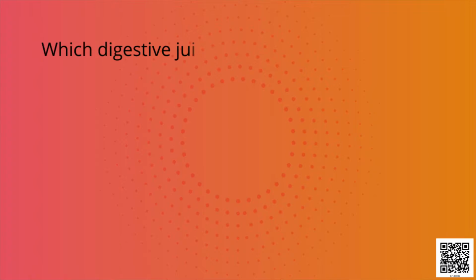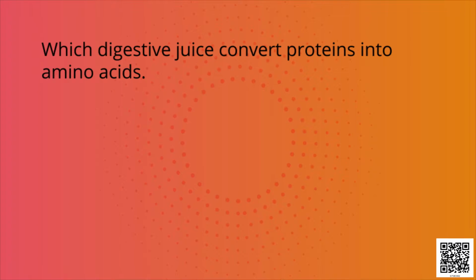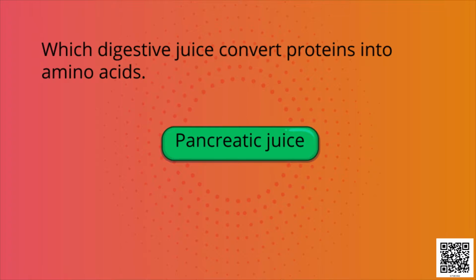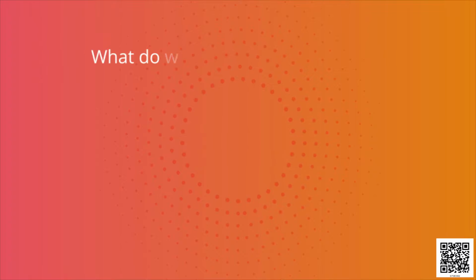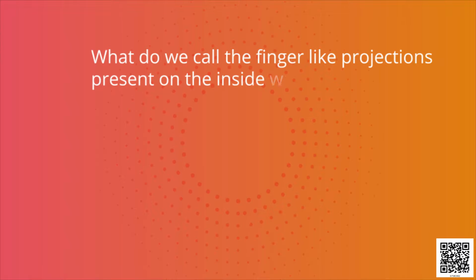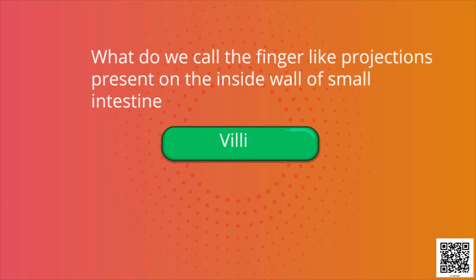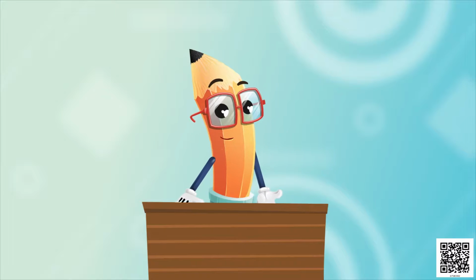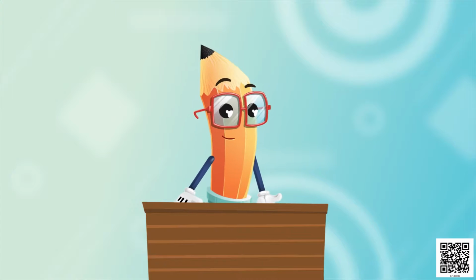Which digestive juice converts proteins into amino acids? The answer to this question is pancreatic juice. What do we call the finger-like projections present on the inside wall of the small intestine? So the answer is villi. Now let us understand the next processes.